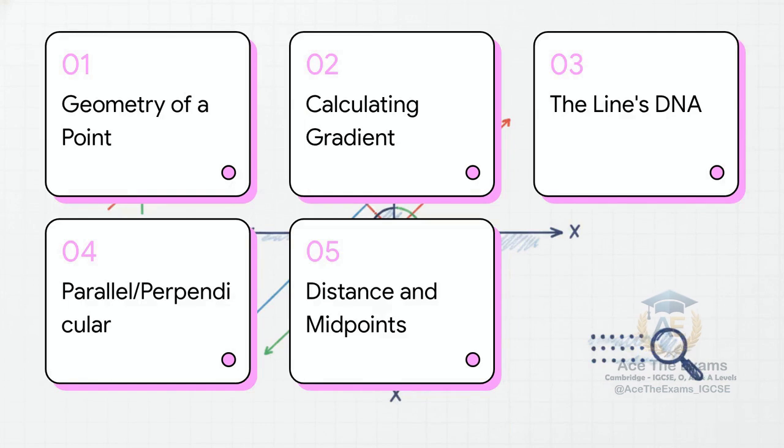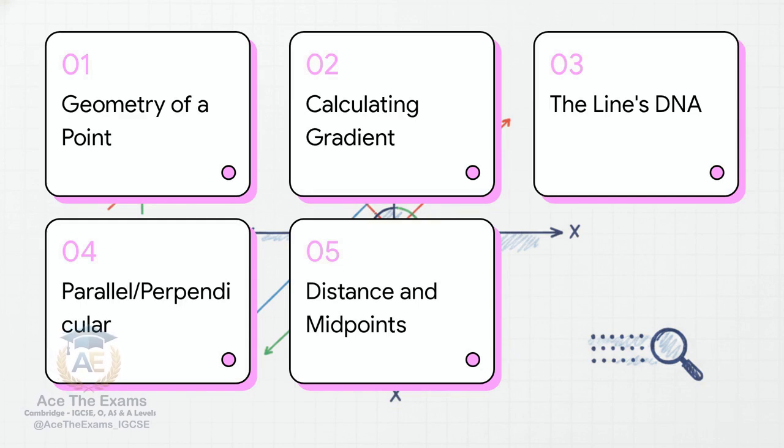Okay, here's our quick roadmap for the breakdown. First, the geometry of a point. Second, calculating the gradient. Third, the line's DNA. Fourth, parallel and perpendicular lines. And finally, distance and midpoints.